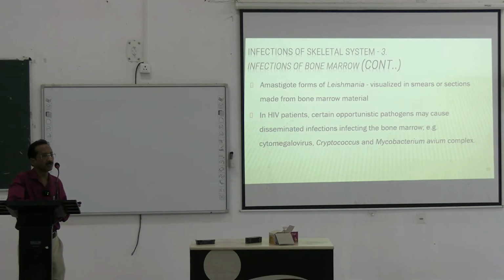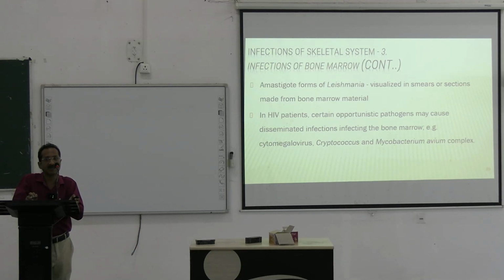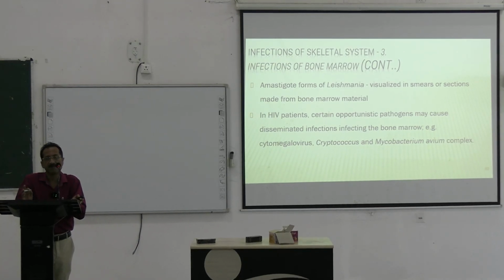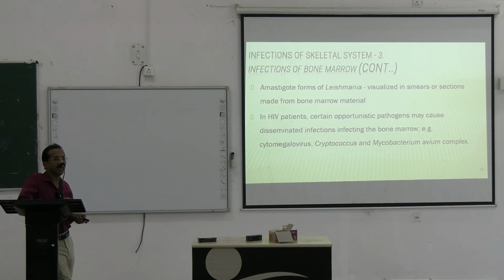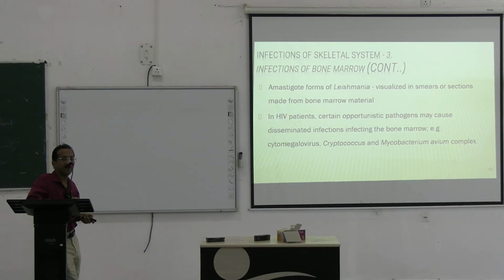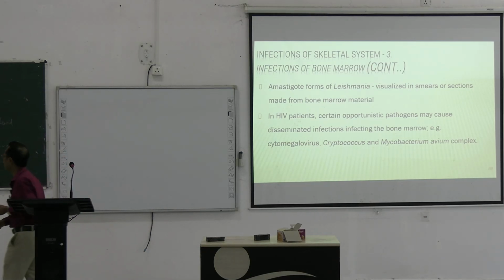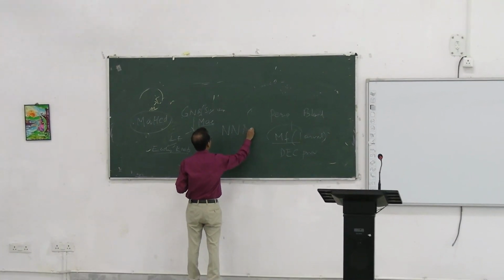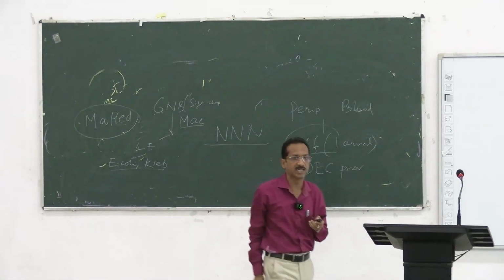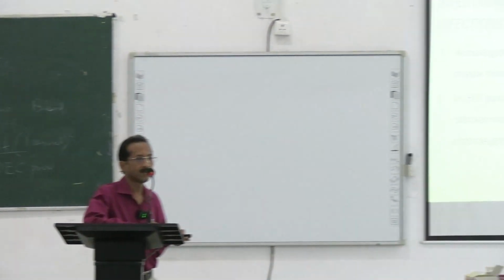Leishmania can cause some skeletal infection. Which form of Leishmania do we find in our body, and which form is found in culture? Amastigote we get in our body, promastigote we get either in the vector or in the culture media. Can anyone tell what culture media is used for culturing Leishmania? NNN media. Good. NNN media. Basically it has blood agar, and a fluid overlay on top of it for culturing these.